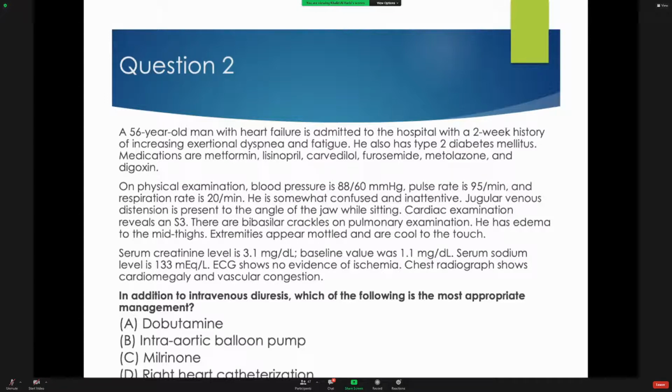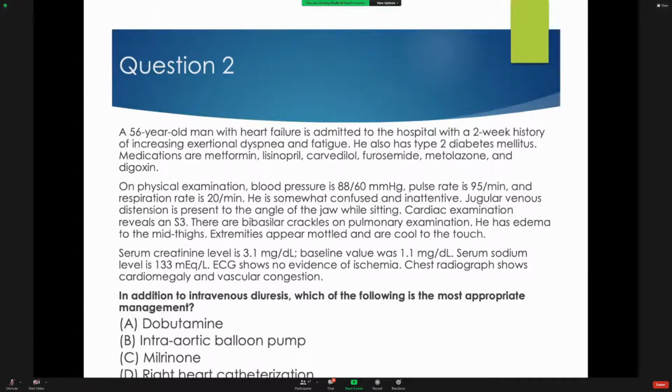So what do you think here? Or what is the scenario first? In general, is it acute, chronic, or what's happening here? It's a chronic case, because he has chronic type 2 diabetes. Exacerbation, maybe. Okay, so the patient has chronic disease, but now he is coming with acute. So it is acute because he is admitted to the hospital with 2 weeks of exertional dyspnea.